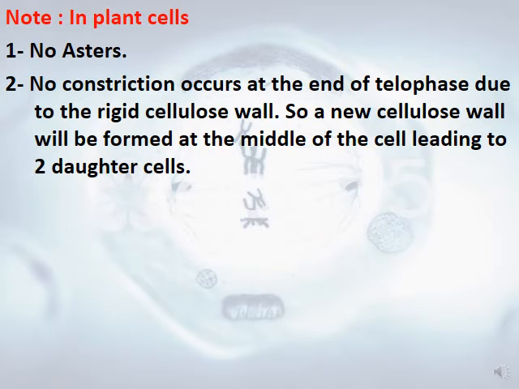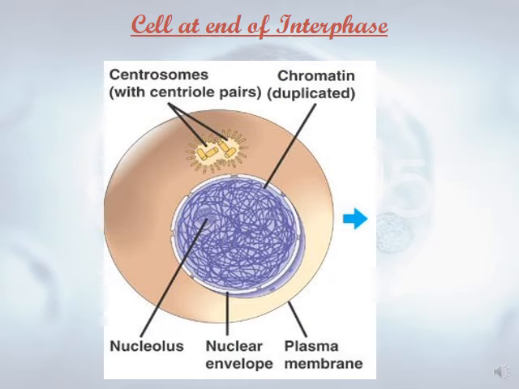As you note in plant cells, as I said before, no asters. So there's a difference between mitosis in plants and in animals. In plants, there is no asters. Also, no constriction occurs at the end of telophase due to the rigid cellulose wall. So a new cellulose wall will be formed, leading to 2 daughter cells at the end of interphase, as we already said.